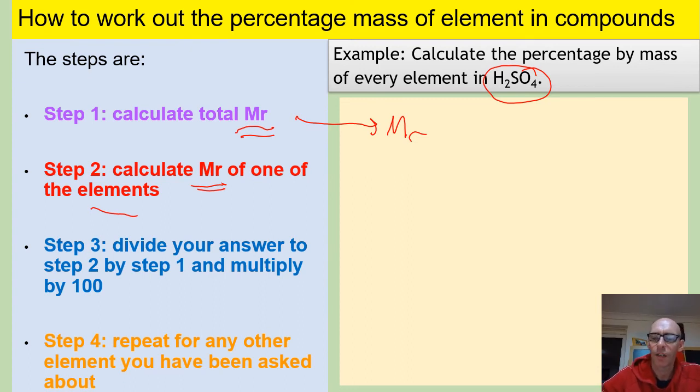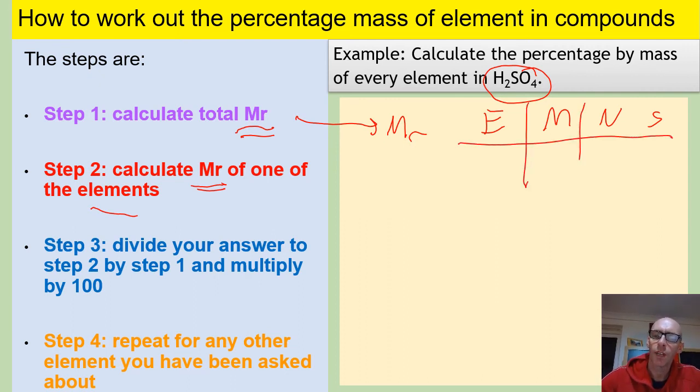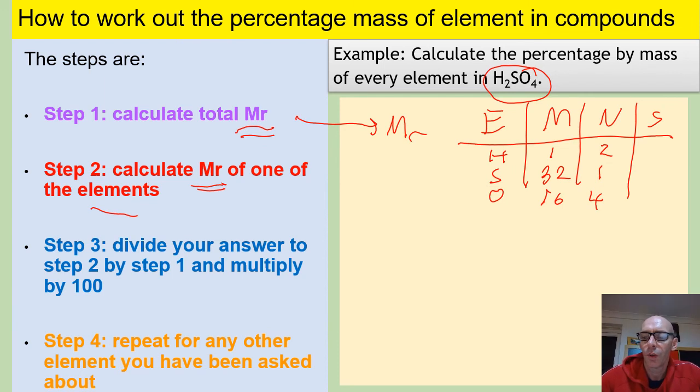So we go back to our E. Elephants might not skate. And I've got 3 elements in here. I've got hydrogen, I've got sulfur, and I've got oxygen. How many hydrogens have I got? I've got 2. How many sulfurs have I got? I've got 1. How many oxygens have I got? 1, no, I've got 4 oxygens. So I've got a mass of 1, a mass of 32, and a mass of 16. So 2 lots of 1 is 2.